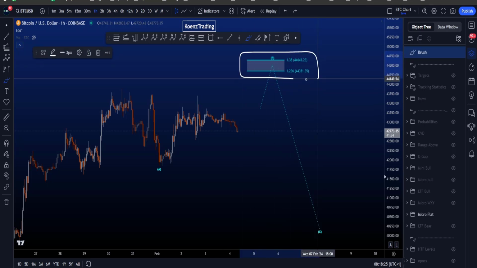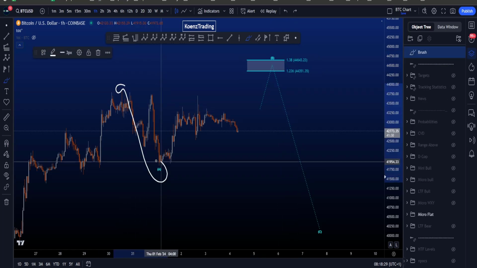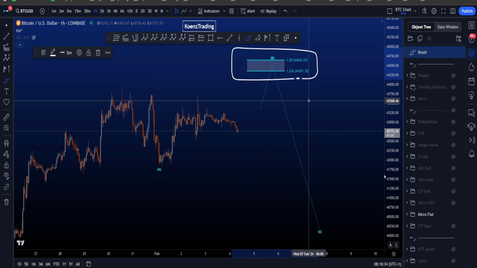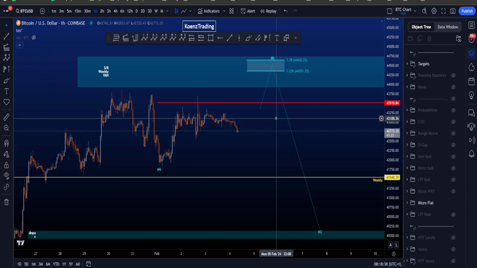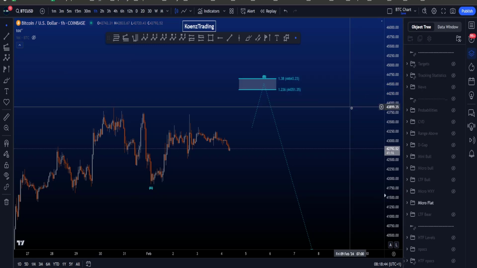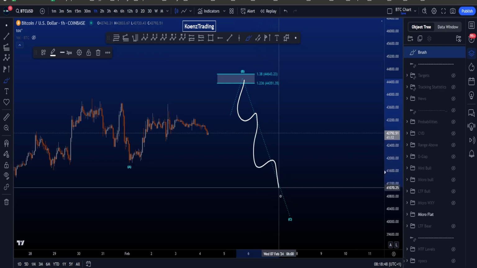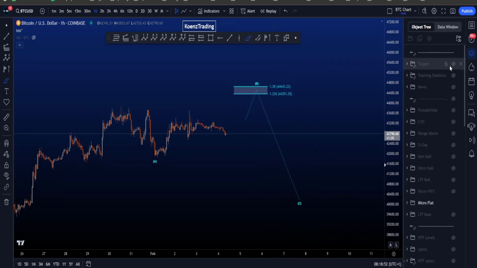Common target for wave B is between the 1.236 and the 1.38, taken from the high to the low of this wave A, giving us a target area between 44.3k and 44.6k, which is also in nice confluence with this resistance box here between 43.9k and 44.7k. After this wave B, we are then looking for an impulsive structure to the downside in wave C towards the target area that I just mentioned.